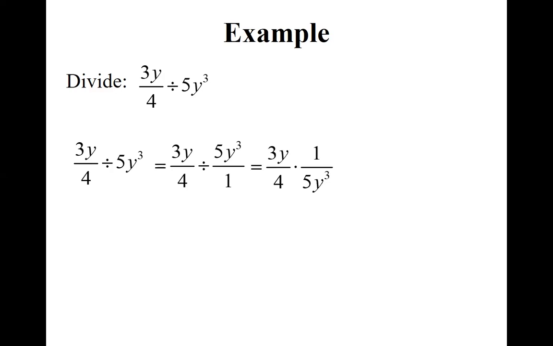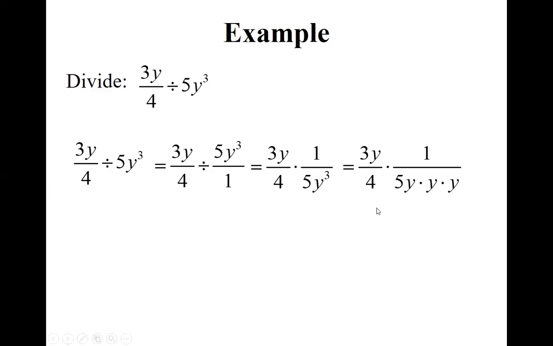And then we'll keep, change, flip. Keep the 3y over 4, change division to multiplication, flip 5y cubed over 1 so that it's 1 over 5y cubed. 5y cubed is 5 times y times y times y. It's not 5y times 5y times 5y because there was no parentheses there. The 5 is not involved with the cubed at all. It's 5 times y cubed. 5 times y times y times y.